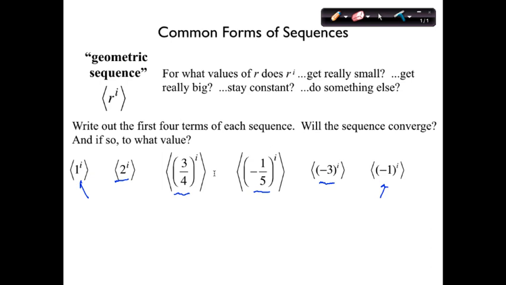Trivial case. -1? Diverges. Just keeps jumping. It doesn't get close to a particular number. So our overall conclusion is? The geometric sequence converges when r is? Converges to 0 when r is between -1 and 1. This idea of the repeated multiplication of a fraction, or of part, a fraction of 1.